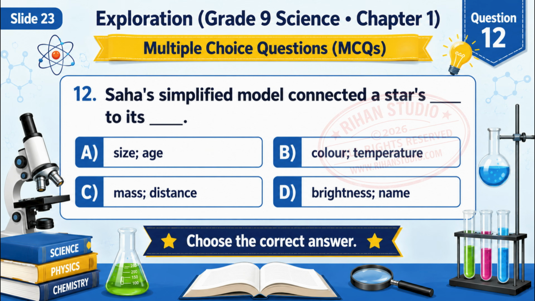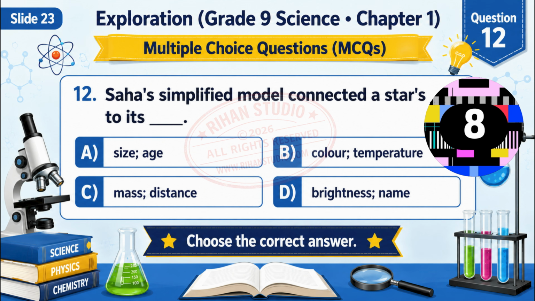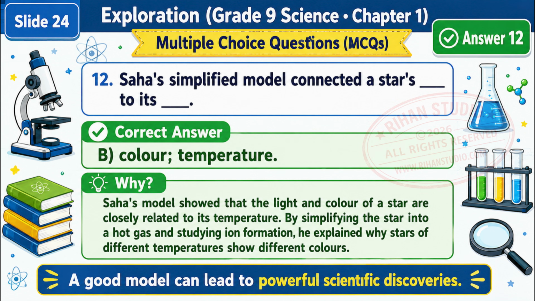12. Saha's simplified model connected a star's light to its A. Size, age. B. Color, temperature. C. Mass, distance. D. Brightness, name. Answer. B. Color, temperature.